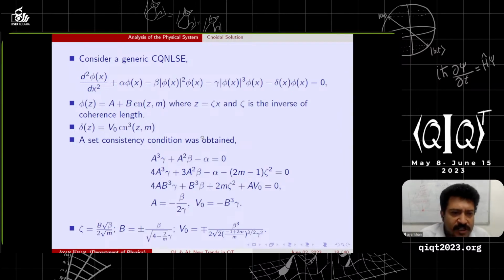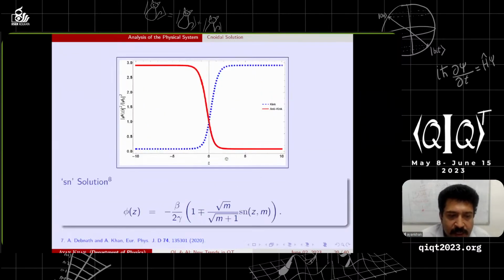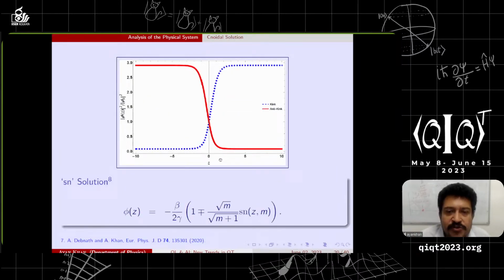So we took the conoidal solution, and we did the calculation, and from there we were able to get some solution as a function of conoidal functions. So they come like this. The red lines describe your trapping potential, and the blue dots are the solutions. So we obtained the CN solution, we obtained the SN solution.